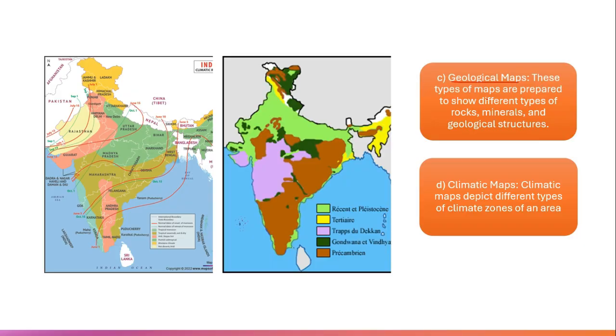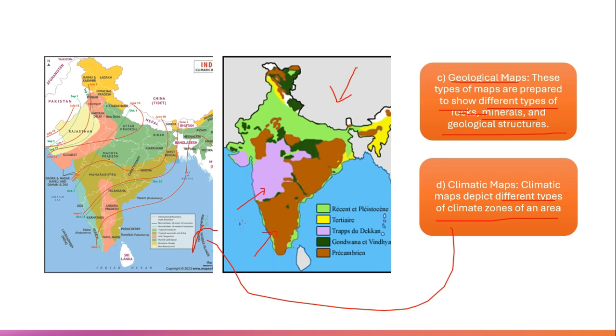So geological maps are prepared to show different types of rocks, minerals and geological structures. Like here in this map of Indian geological map, you can identify in which area which kind of geological features are available in India. Then we have climatic map. So climatic map, there's different type of climatic zones in an area.